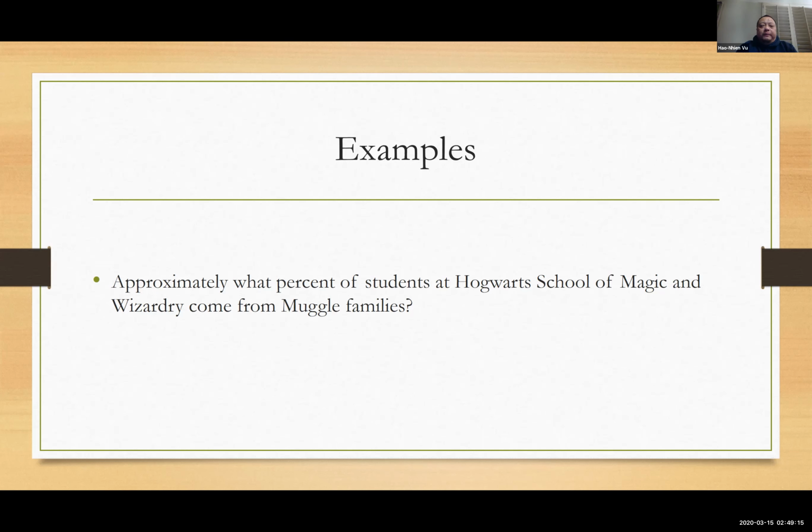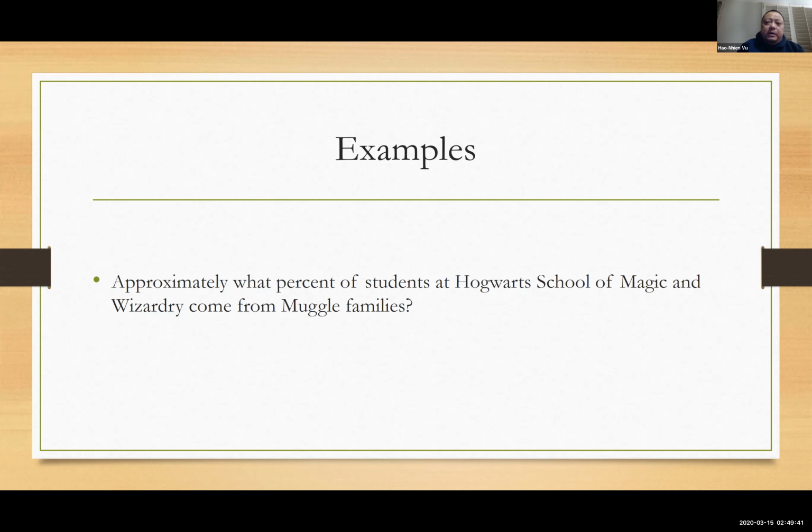Okay, we're resuming. Approximately what percent? So we give a percent, 10%. Yeah, that makes it a confidence interval. That's your point estimate with plus or minus margin of error. And of what? Oh, just one population, the population of students at Hogwarts School of Magic.